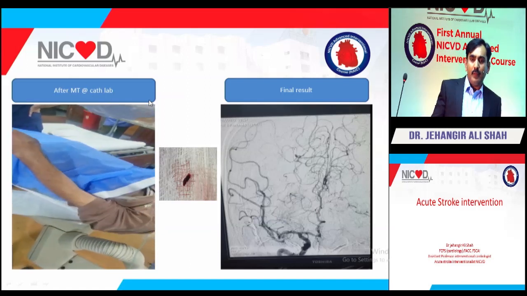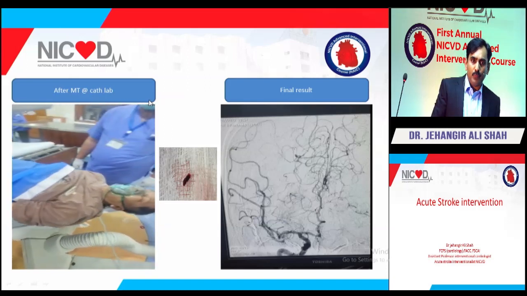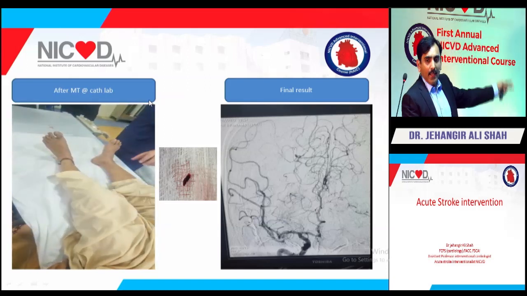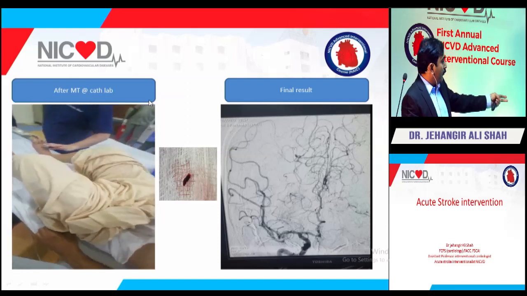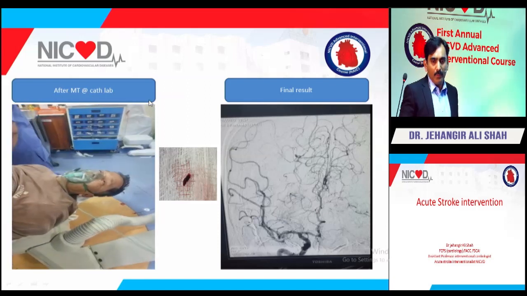He regained his power immediately, within 30 minutes of the procedure. We examined this patient in the cath lab. After doing the mechanical thrombectomy, he was able to move his left side of the body.